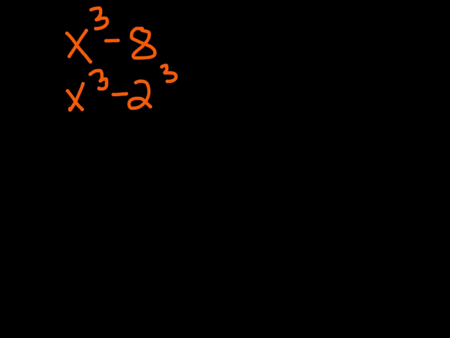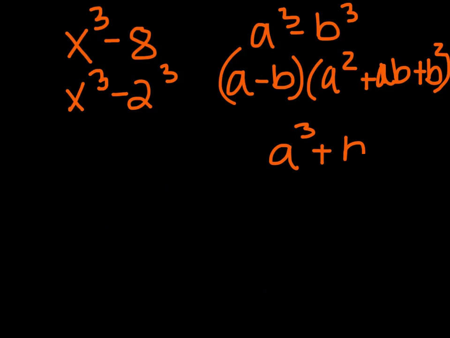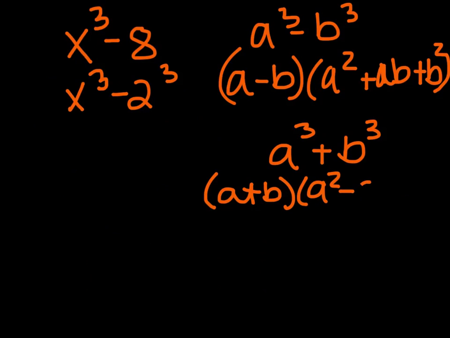And there is a formula that you need to know, and that is that if you have a cubed minus b cubed, and this is on your worksheet or your handout here, it factors to a minus b, and then a squared plus ab, and then plus b squared. If you had a sum of cubes, a cubed plus b cubed, then that would factor to a plus b, and a squared minus ab, and then plus b squared. So you need to know these 2 things.